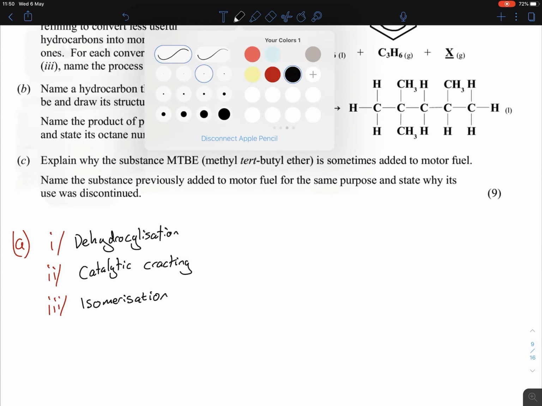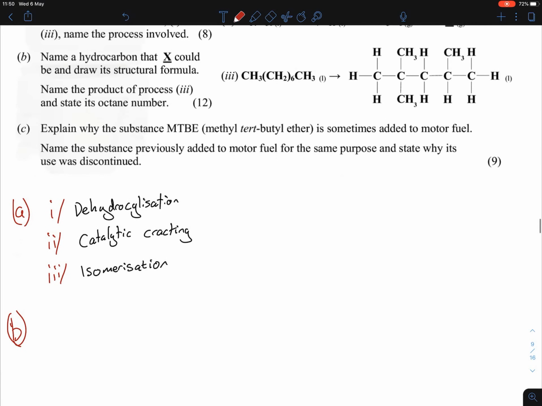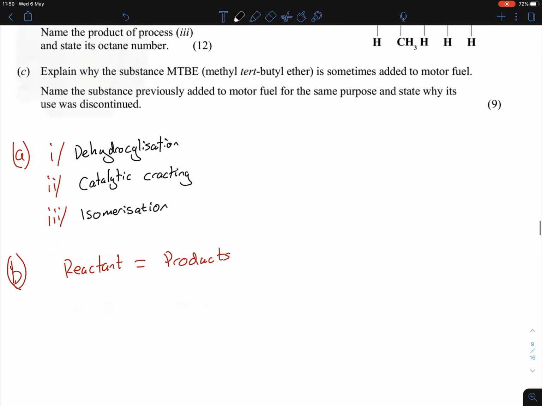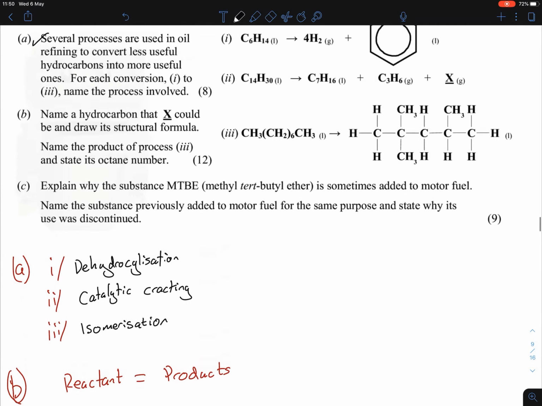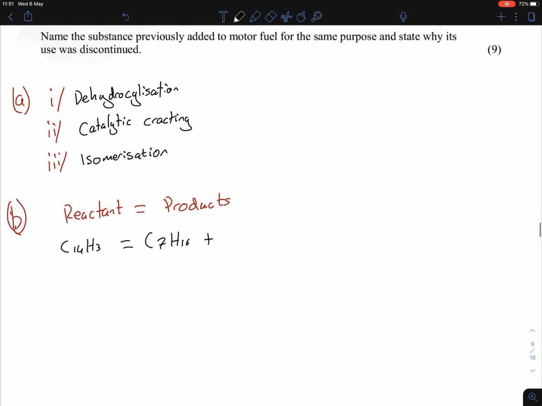So guys, again, take it logically. We said it already, it was actually the very beginning of this video, that the reactants equal the products. In this case there's only one reactant, but there are multiple products. So let's draw them out. We have C14H30 equals C7H16 plus C3H6.